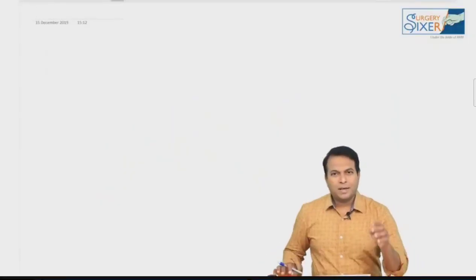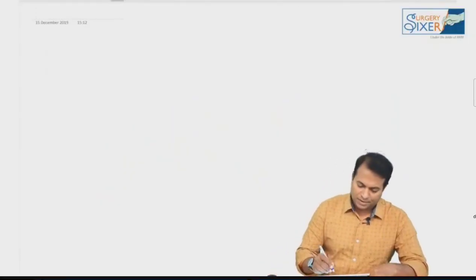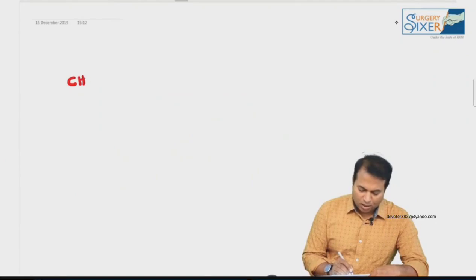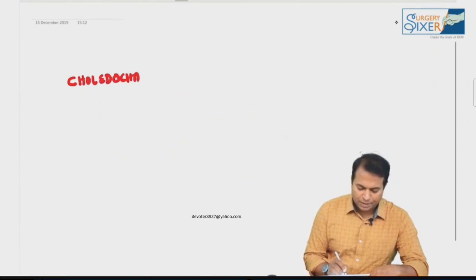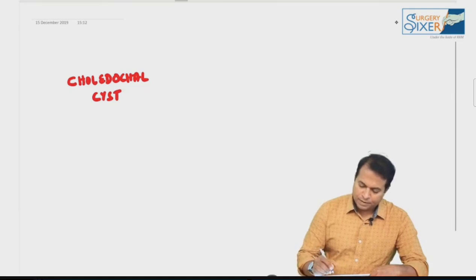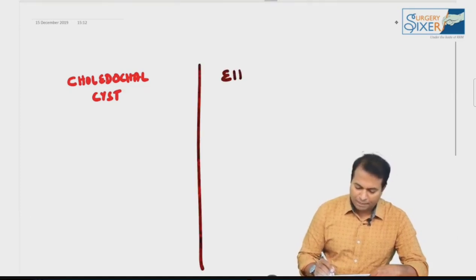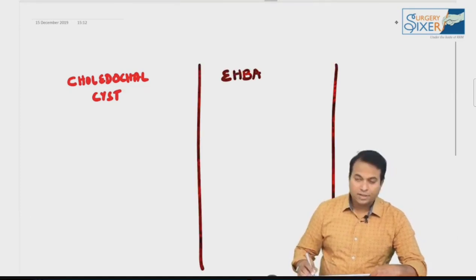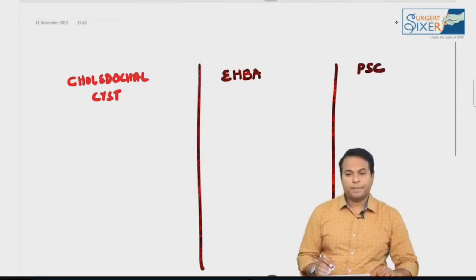Now we are going to discuss three small topics from the biliary system. They are choledochal cyst, second is extrahepatic biliary atresia, and third is primary sclerosing cholangitis. These are the three topics I am going to discuss now.